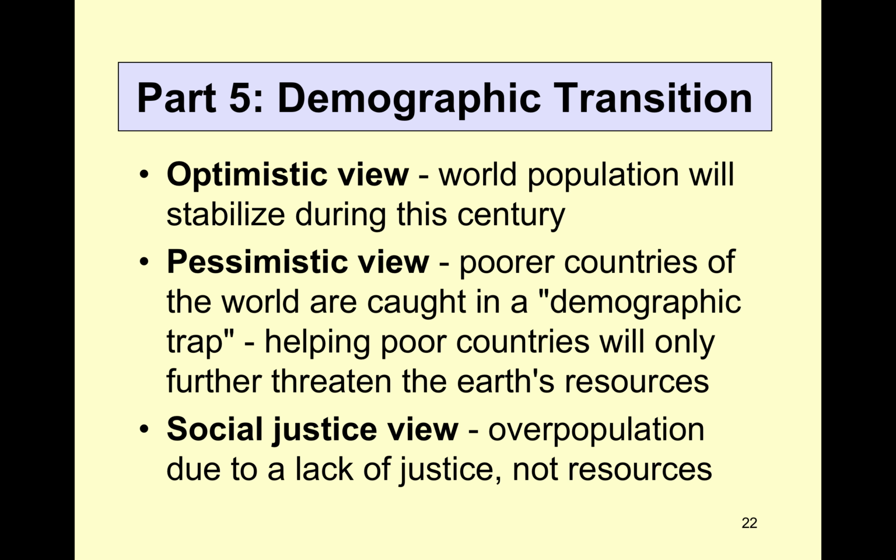All right. So here's some different views on that. All right. World population will stabilize during the century. It's stabilizing some for sure, but we don't know whether it's going to continue that in all different countries. Poorer countries of the world are caught in a demographic trap. Helping poor countries will only further threaten their resources. Okay. There is something to be considered about that. If everybody lived like us, like I said, it'd be tough for resources. That's why we kind of want to get these other poor countries industrialized, just so they can control their population. If they become more industrialized, their population growth rates will probably go down.